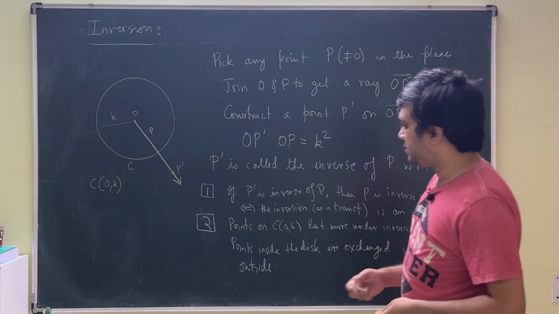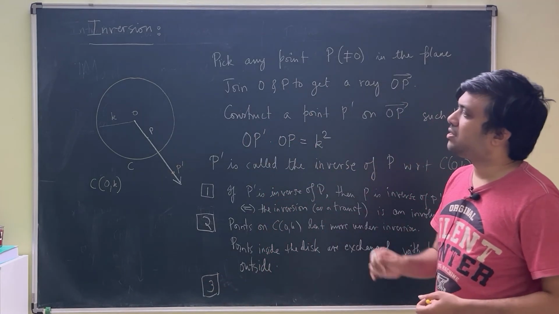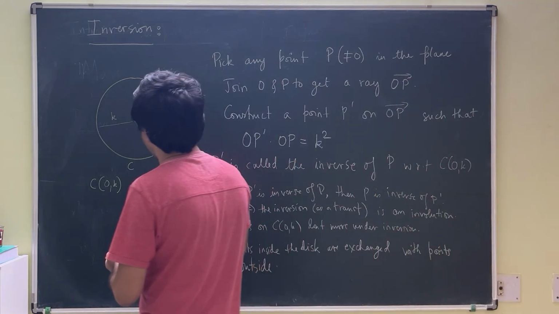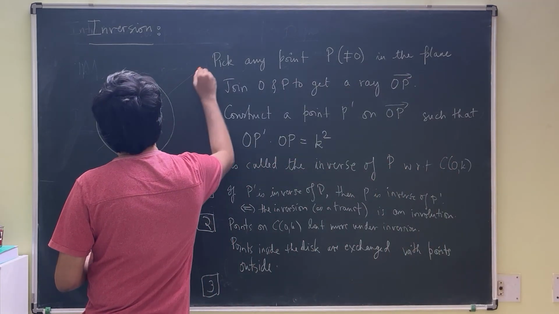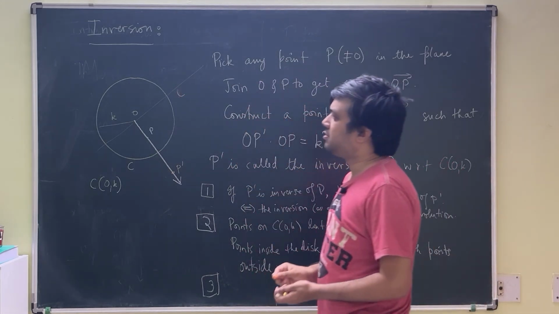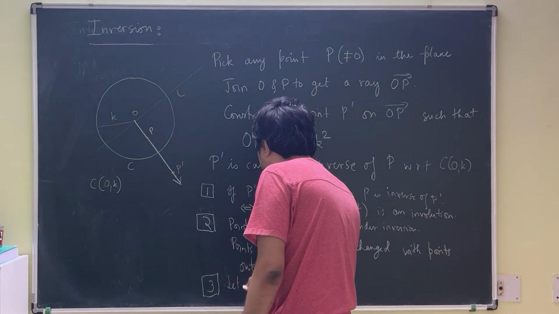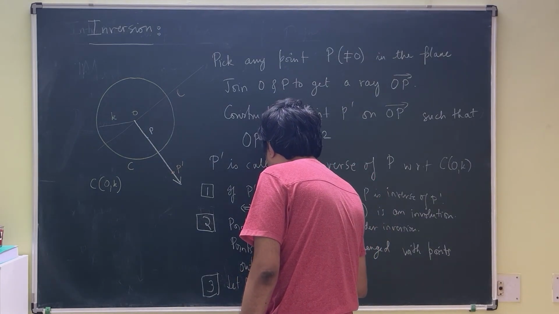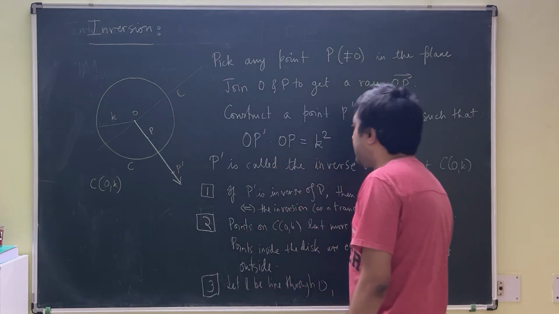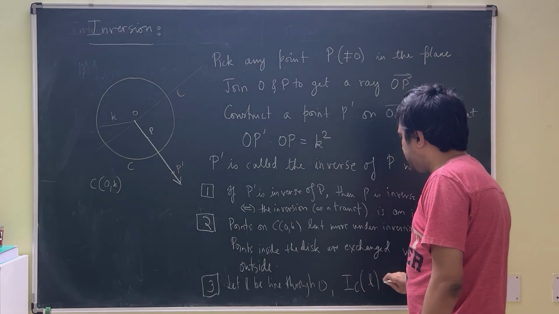Another very useful fact is that if you pick any line passing through the origin, this line doesn't move under inversion. So let L be a line through the center of inversion O. Then under inversion in the circle, the line is fixed.